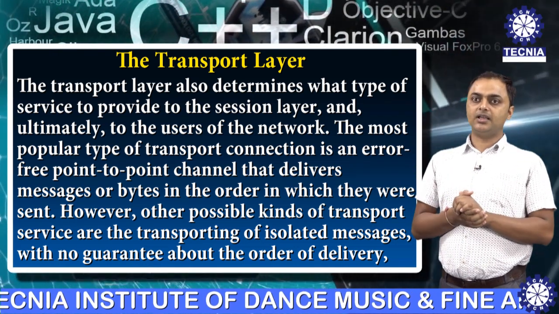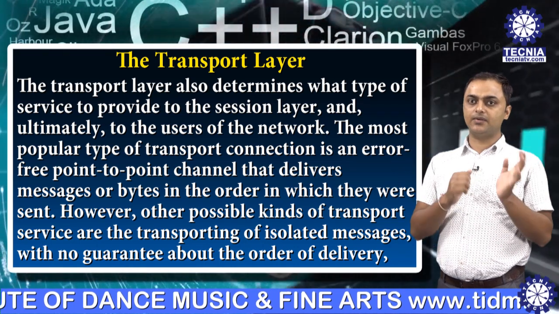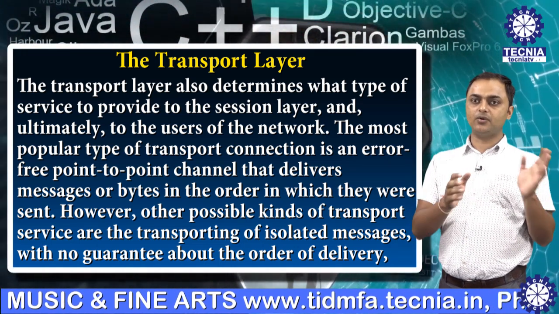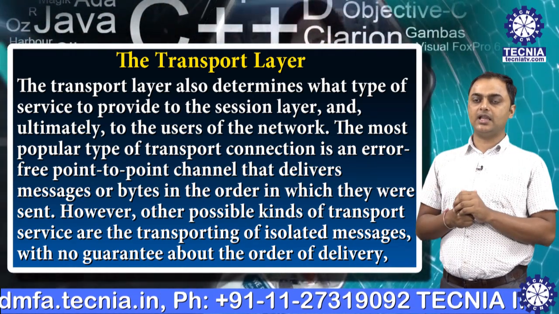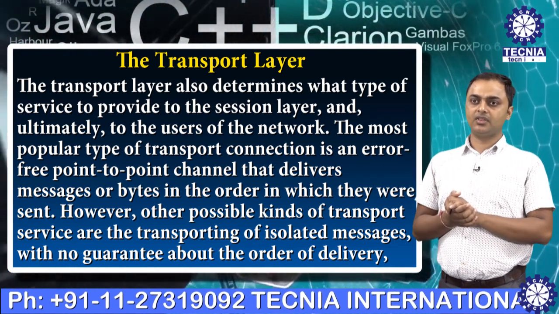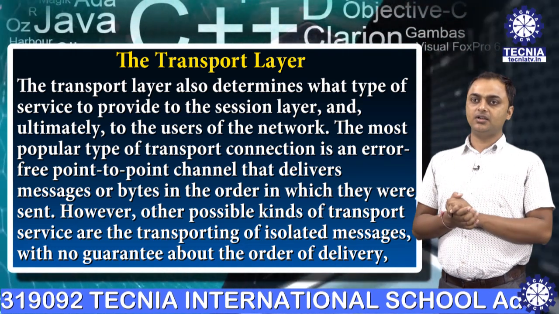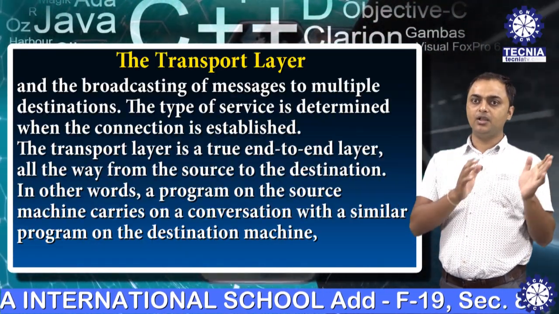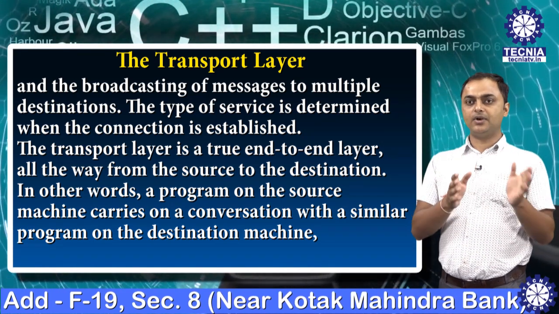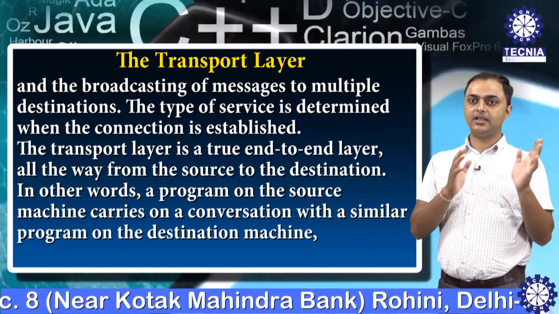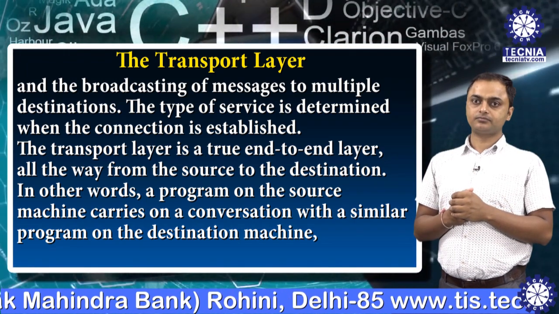However, other possible kinds of transport services are the transporting of isolated messages with no guarantee about the order of delivery, and the broadcasting of messages to multiple destinations. The type of service is determined when the connection is established.